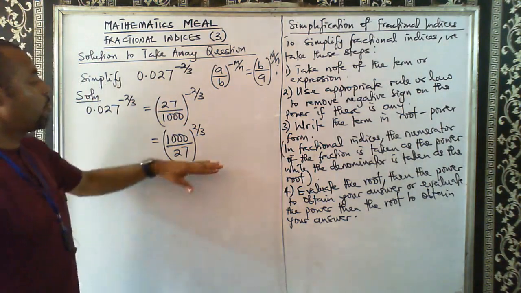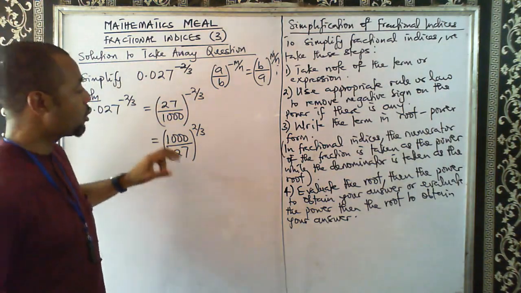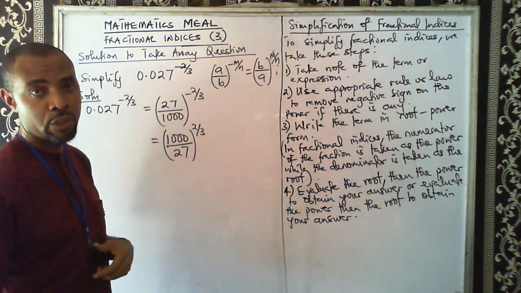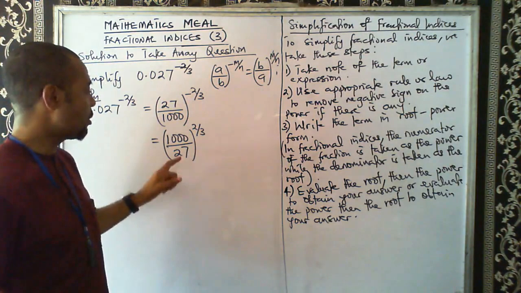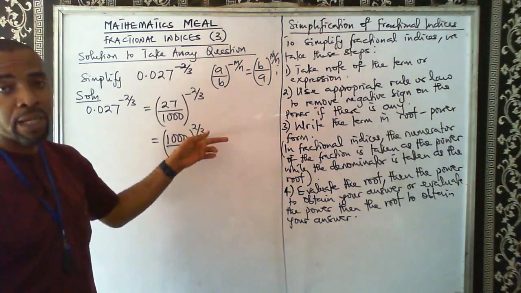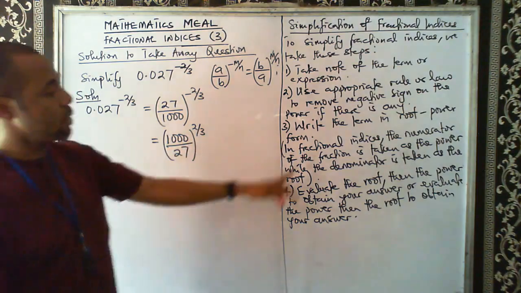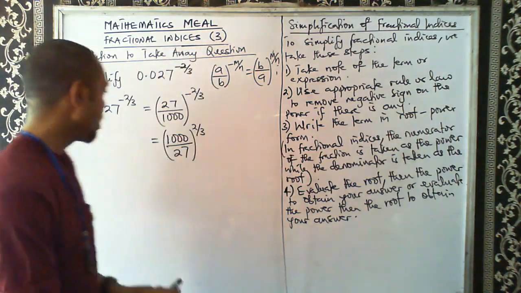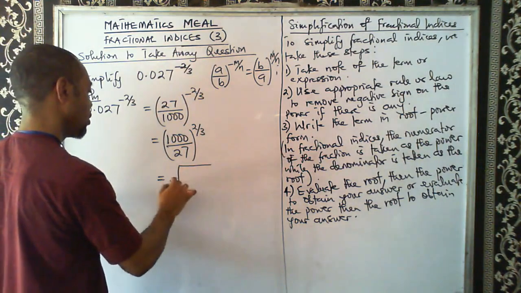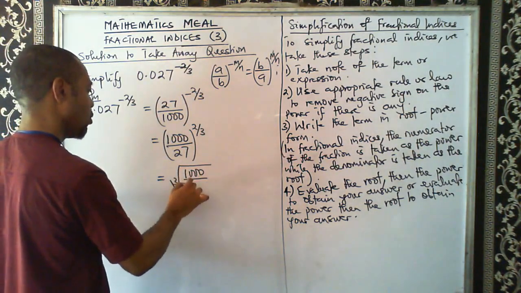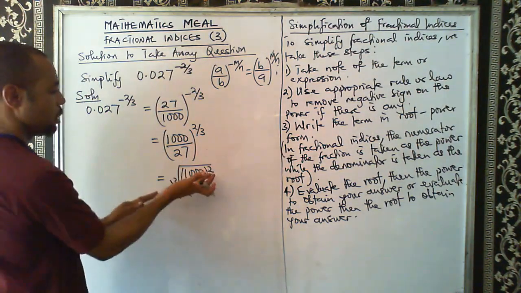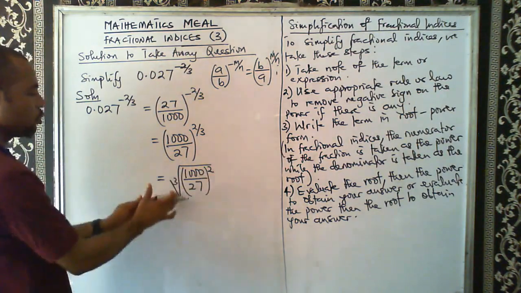Now if we move further, we can decide to reduce this to lowest term, but in this case 1000 and 27 don't have a common factor. So we'll go straight to apply the root power form. We write the term in root power form, and if we do that, we are going to have the cube root of 1000 over 27, all raised to power 2. This is the root, this is the power. So root power form.